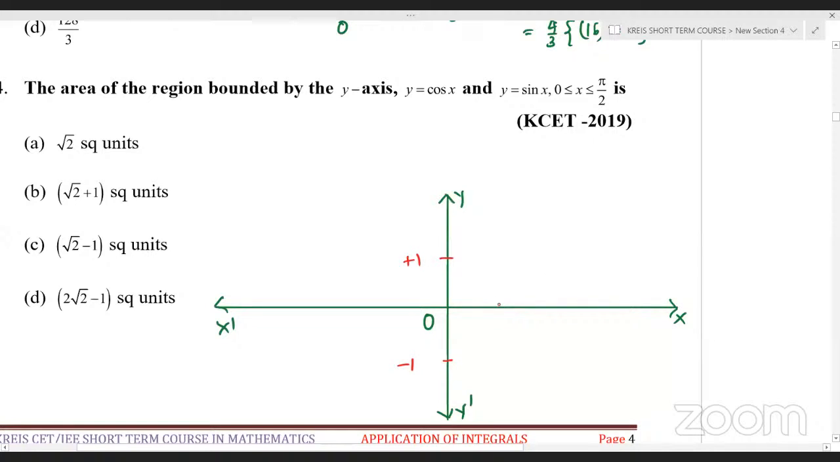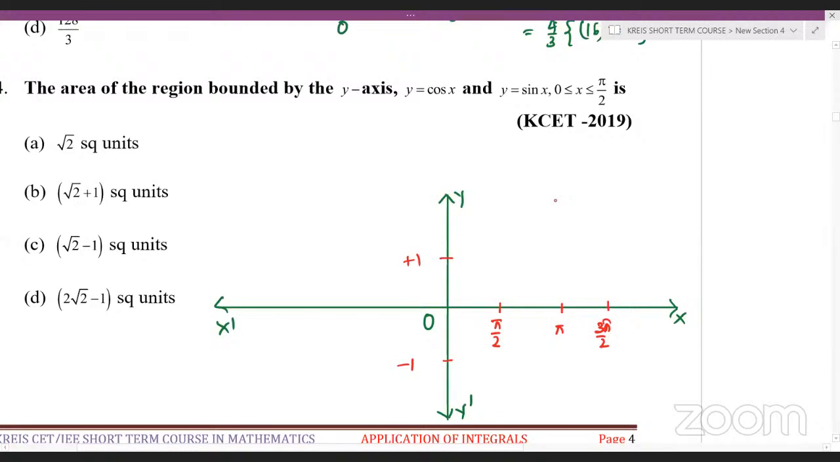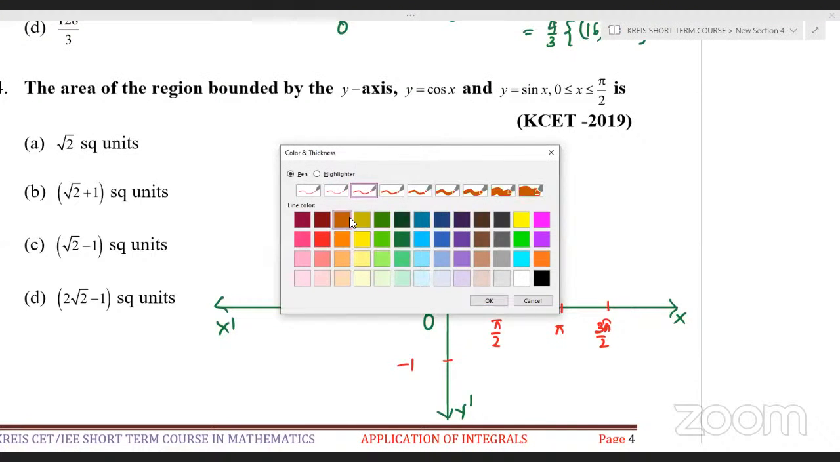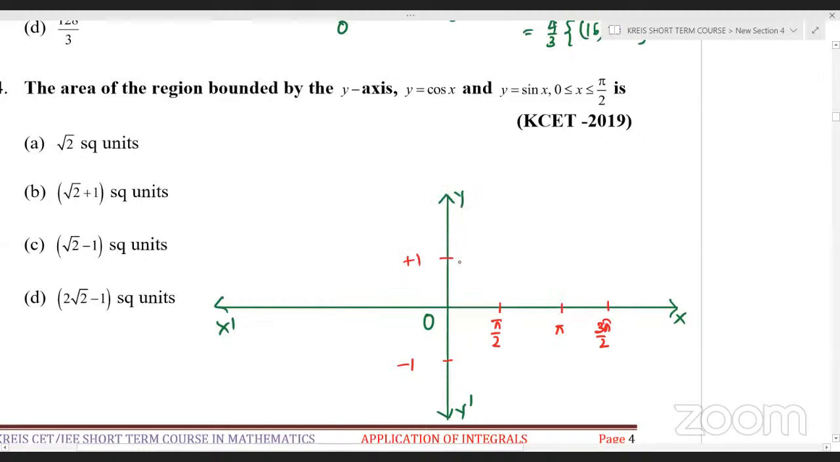Now, in this one it is pi by 2 and we will take pi, then 3 pi by 2, like this. Now you can observe the cosine curve. So how is your cosine curve? The cosine curve is going to be when x is 0, cos 0 is 1. When x is pi by 2, cos pi by 2 is 0. When it is pi, it is minus 1. And when it is 3 pi by 2, it is going to be 0. So this is the graph of y is equal to cos x.